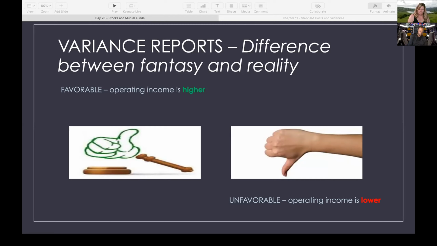For expenses, if our expenses are higher than what we had anticipated, that would be an unfavorable difference. We spent more than what we had anticipated. If our expenses are lower than what we anticipated, that would be a favorable variance, because it's going to make our operating income higher. Any questions on favorable versus unfavorable differences? Okay.